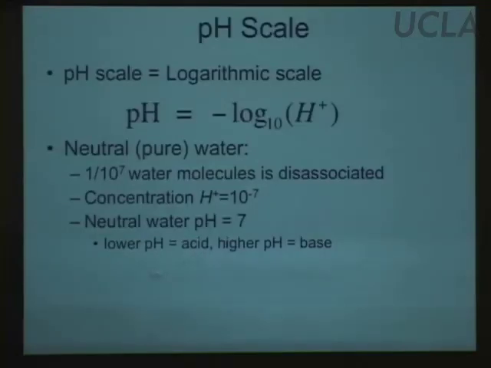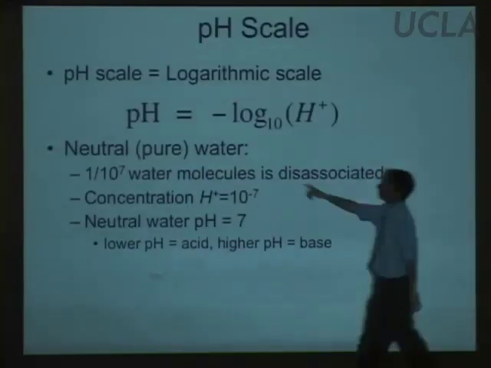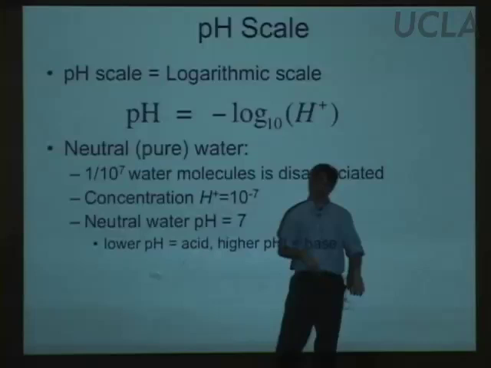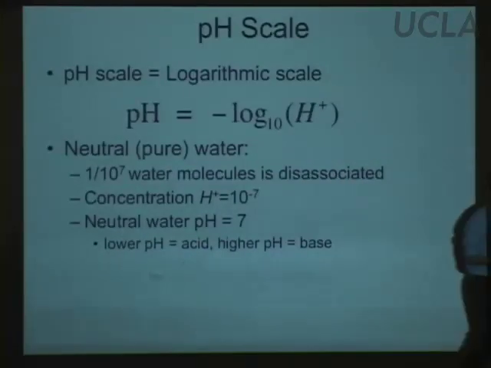And then we multiply that by minus 1. We end up with a pH of 7. Okay, if the abundance of H plus is 10 to the minus 7, then the pH is 7.